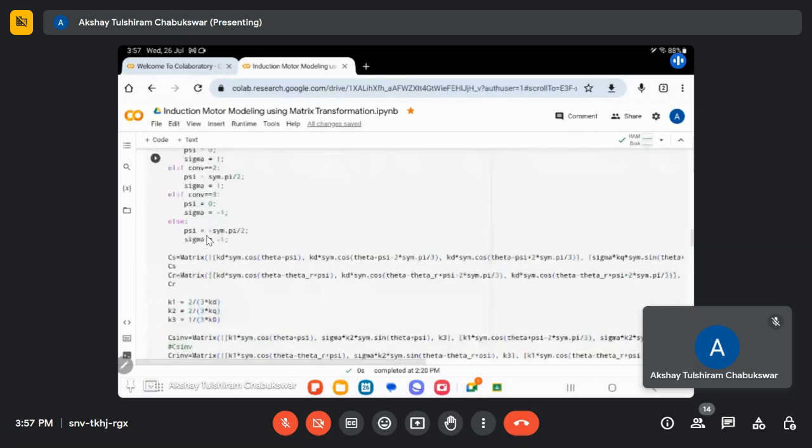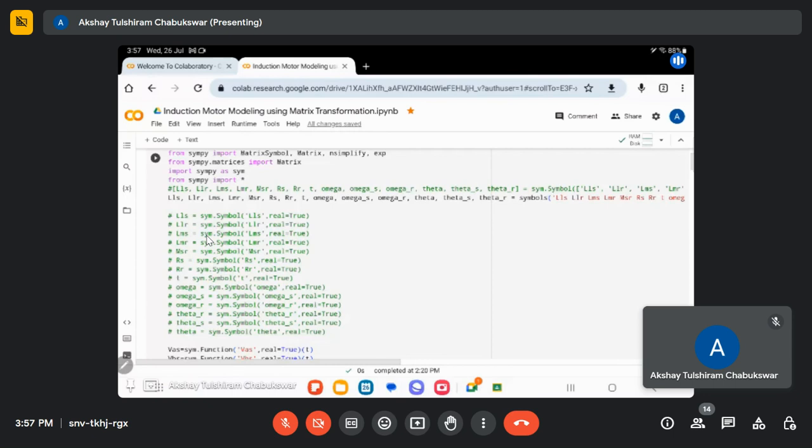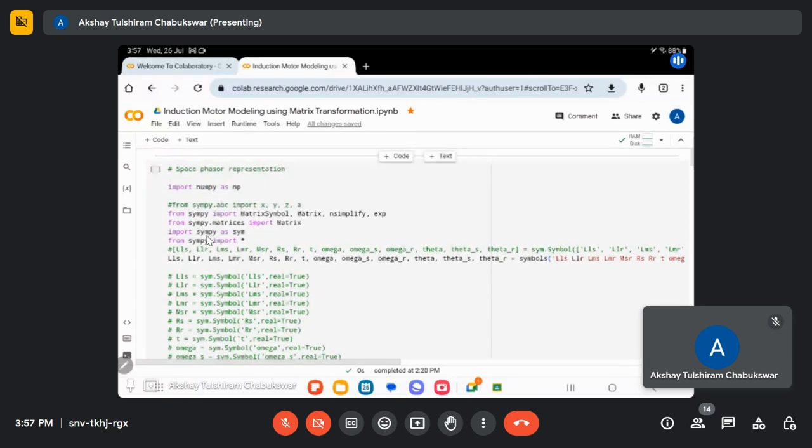Why? Because, as we have already seen in the previous lectures, the DQ space phasor for the third convention is nothing but XD plus JXQ, which is very simple to represent. That's why we generally choose the third convention. And for the speed of the DQ reference frame, you can choose any speed: omega s, omega r, or 0. Generally, for closed loop control of an induction motor, omega equals omega s, meaning the synchronous DQ reference frame is selected with the third convention.